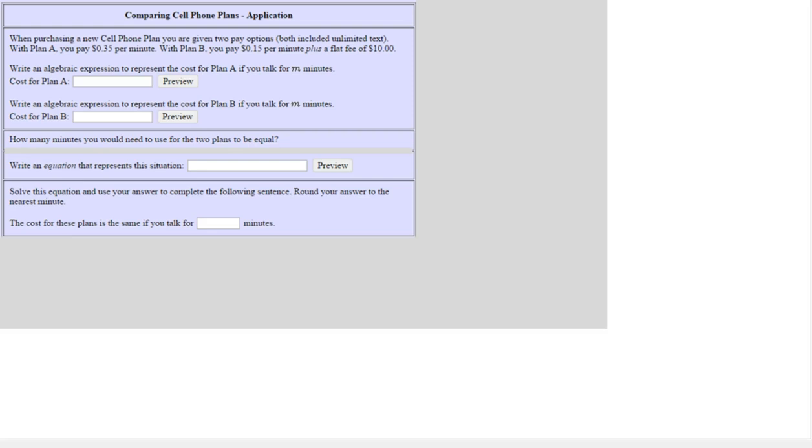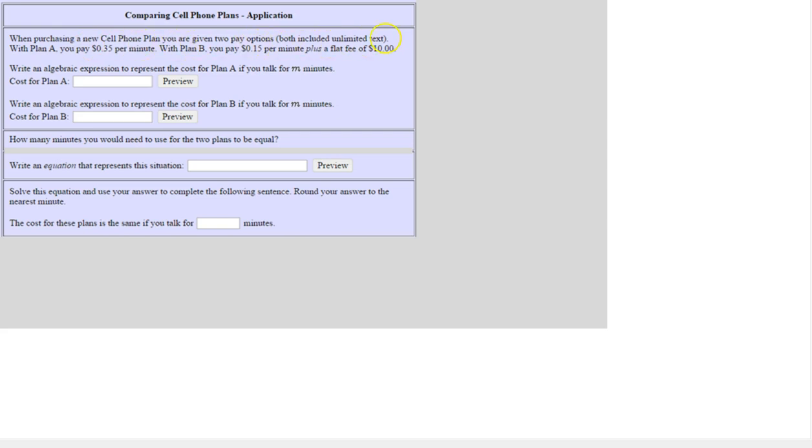Let's begin by reading the problem. In this example, we're going to compare cell phone plans, and it's an application or a word problem. So it says, when purchasing, I'm going to get my highlighter ready, you should too. When purchasing a new cell phone plan, you are given two pay options.